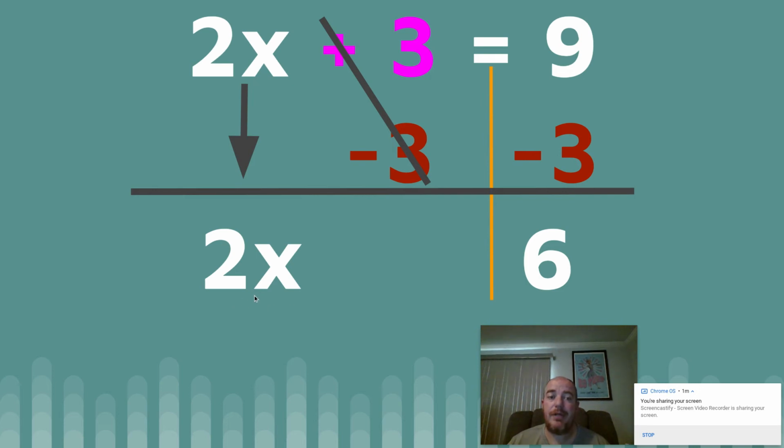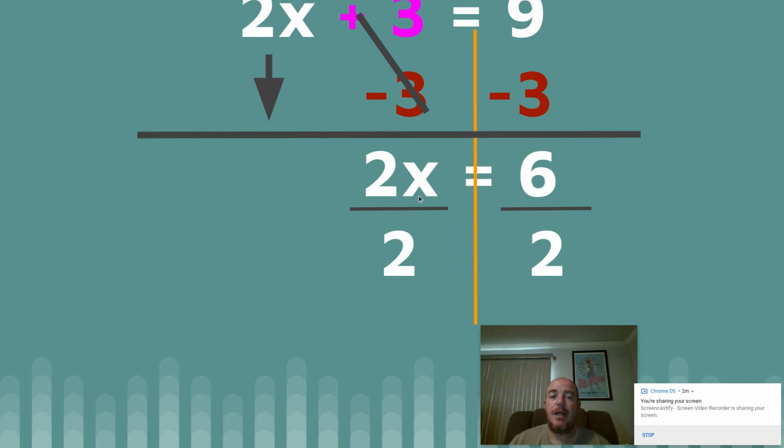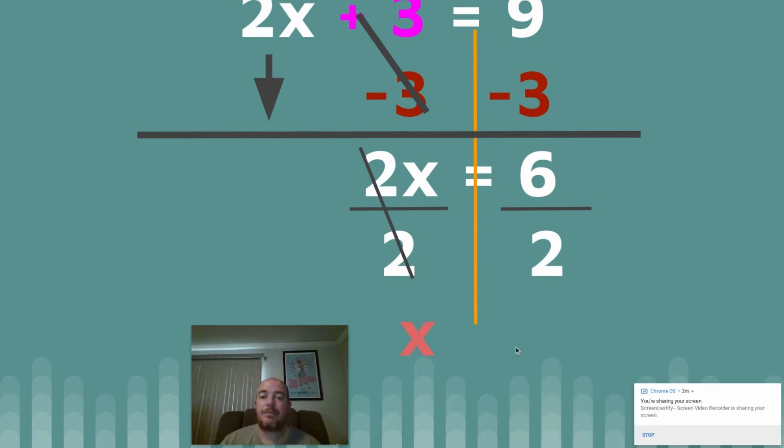So now I've got to do the inverse operation. When the 2 is right beside the x, that's telling me that those are being multiplied. So the inverse of that would be to divide. And remember, if I'm going to divide one side, I have to divide on the other. So now I have 2x divided by 2 and 6 divided by 2. The 2's will cancel out, and that will bring down just x. 6 divided by 2 is going to be 3. So x is equal to 3.